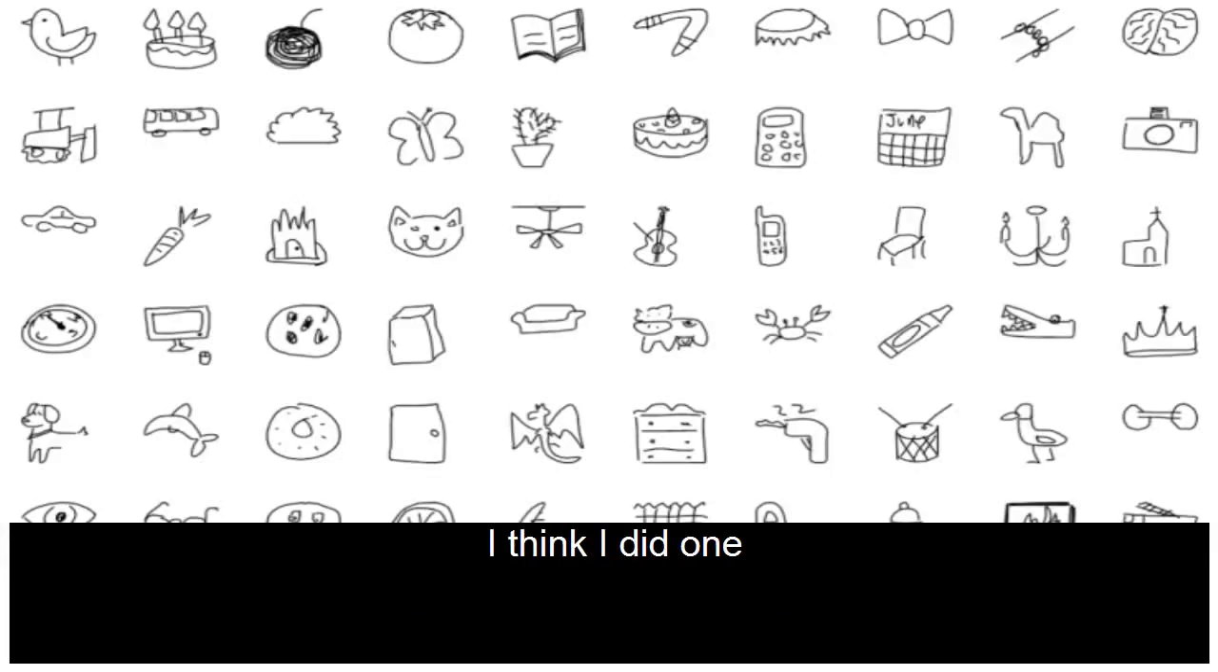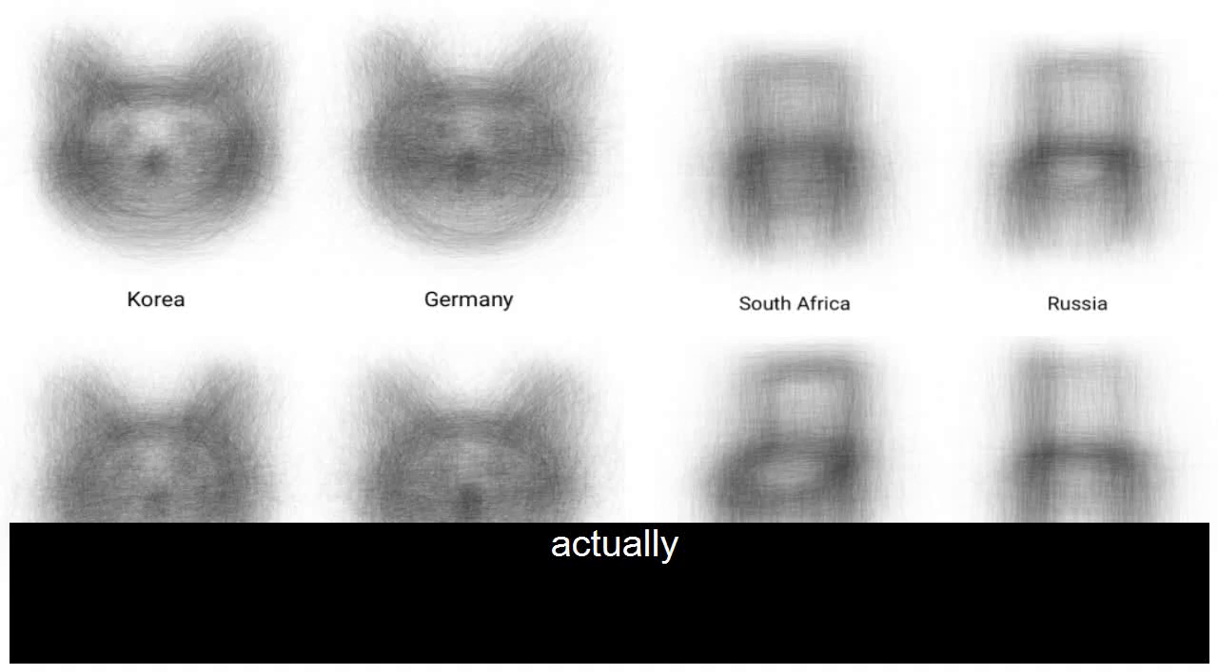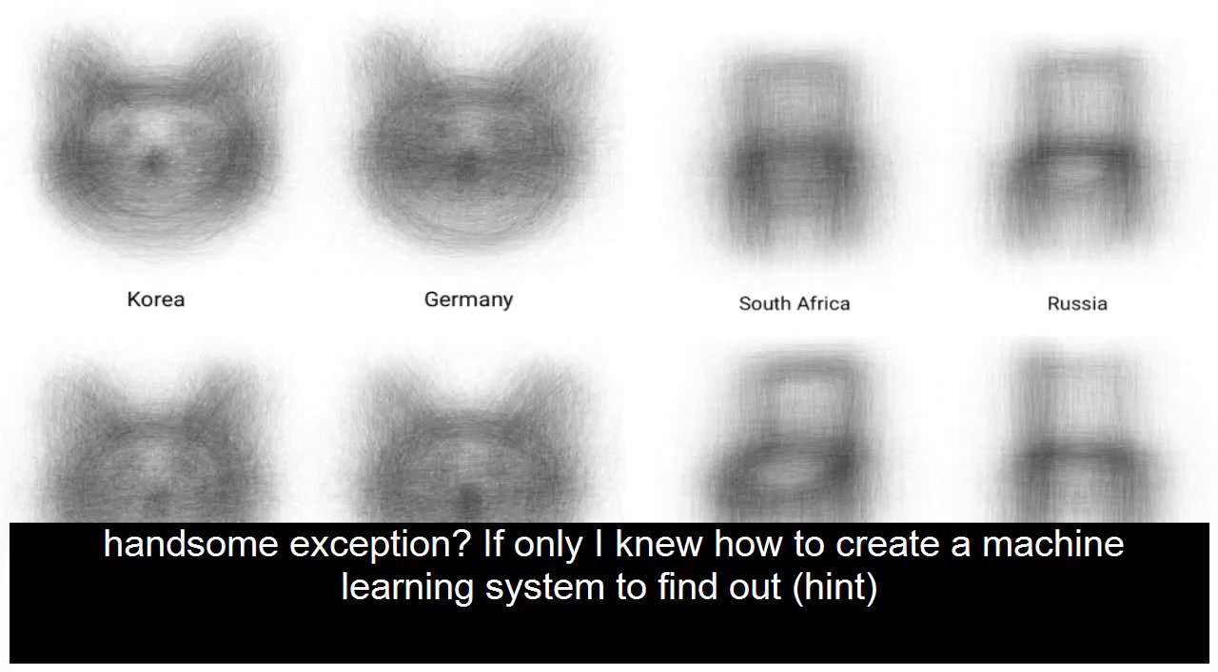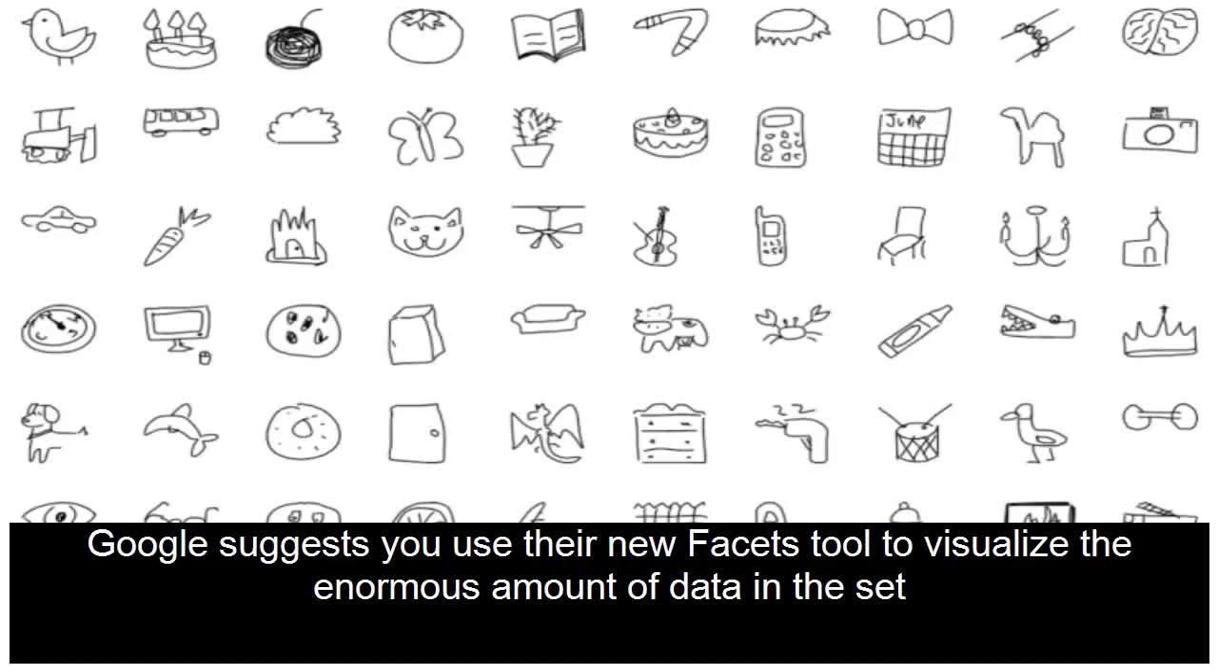I think I did one, actually. And I drew the whole cat. Am I some strange, handsome exception? If only I knew how to create a machine learning system to find out. Hint: Google suggests you use their new Facets tool to visualize the enormous amount of data in the set.